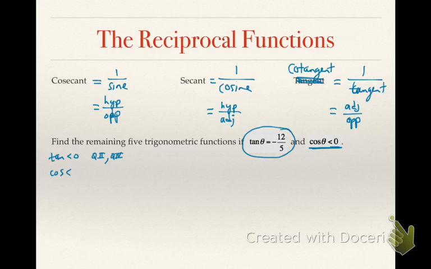Cosine, we're told, is less than 0, and that occurs in quadrants 2 and 3. And now looking at these two results, we see that there's an overlap of quadrant 2 in both of them. So that means we must be in quadrant 2. So I'm going to draw a set of axes, and I'm going to draw a terminal ray in quadrant 2, and draw the right triangle formed with the x-axis.